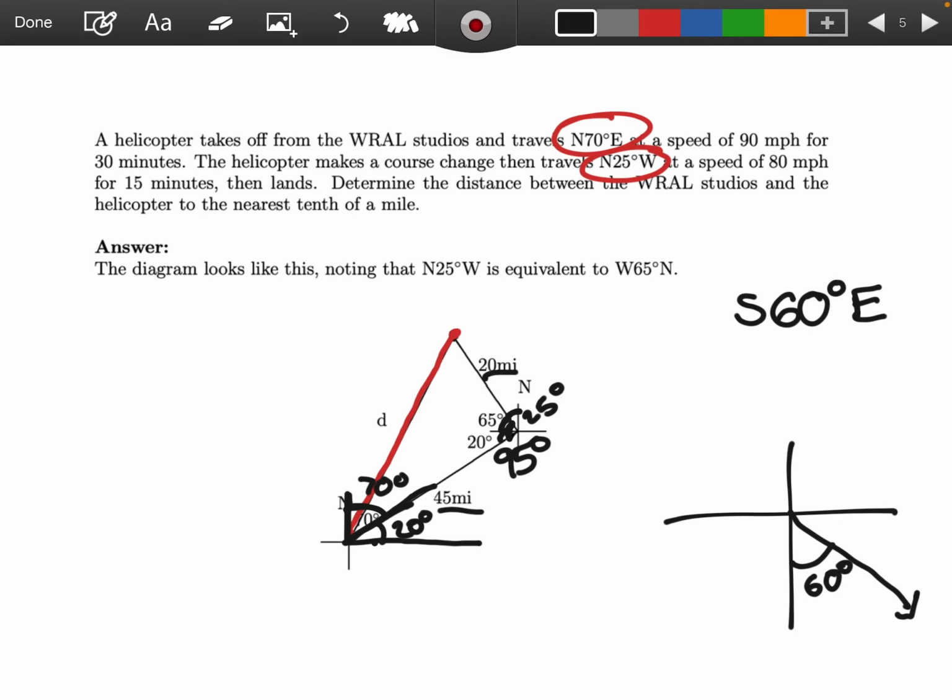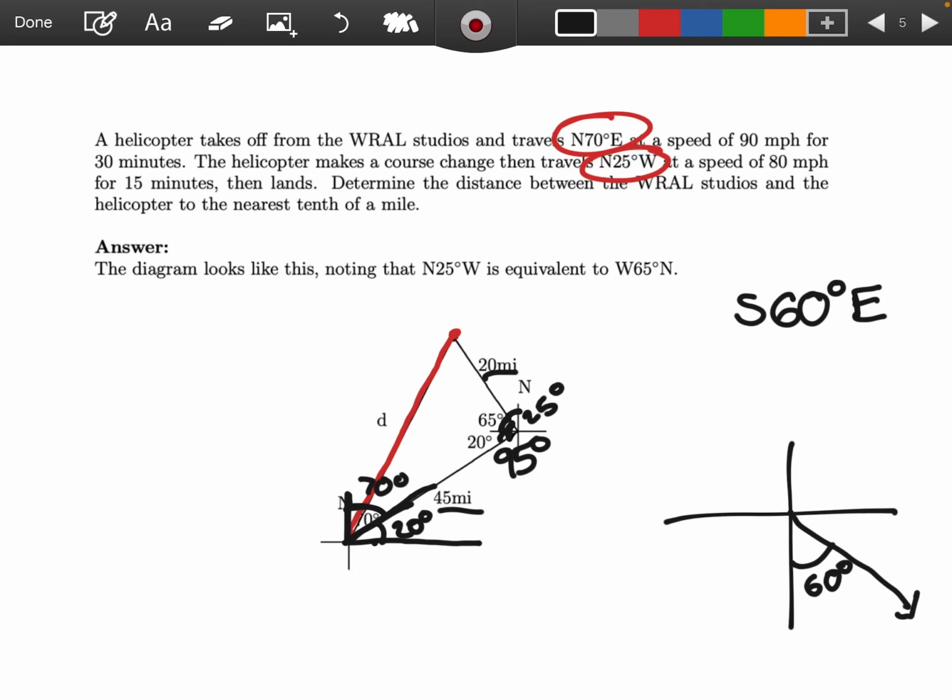And then how do I get my distances? Well, I know that I've gone a speed of 90 miles per hour for 30 minutes. So if I'm doing 90 miles per hour for 30 minutes, I could do 90 miles in a full hour, but I'm only traveling for half of an hour, meaning I must have traveled 45 miles. If I've done 90 miles per hour for half of an hour, I've done 45 miles.